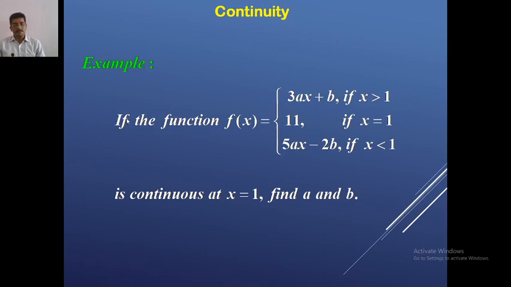Next, type problems. Suppose the function is continuous, given that the function is continuous at a particular point or in the whole domain, we are finding the unknown quantity of the given function. Here given that the function f of x is equal to 3ax plus b if x is greater than 1, and its value is equal to 11 if x is equal to 1, and its value is equal to 5ax minus 2b if x is less than 1. Given that this function is continuous at the point x is equal to 1, then find the value of a and b.